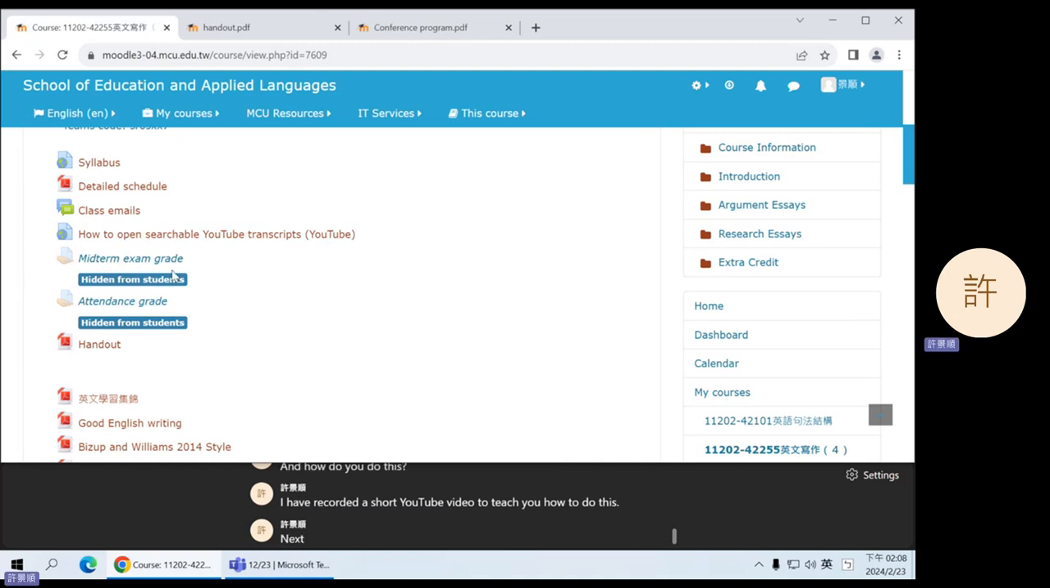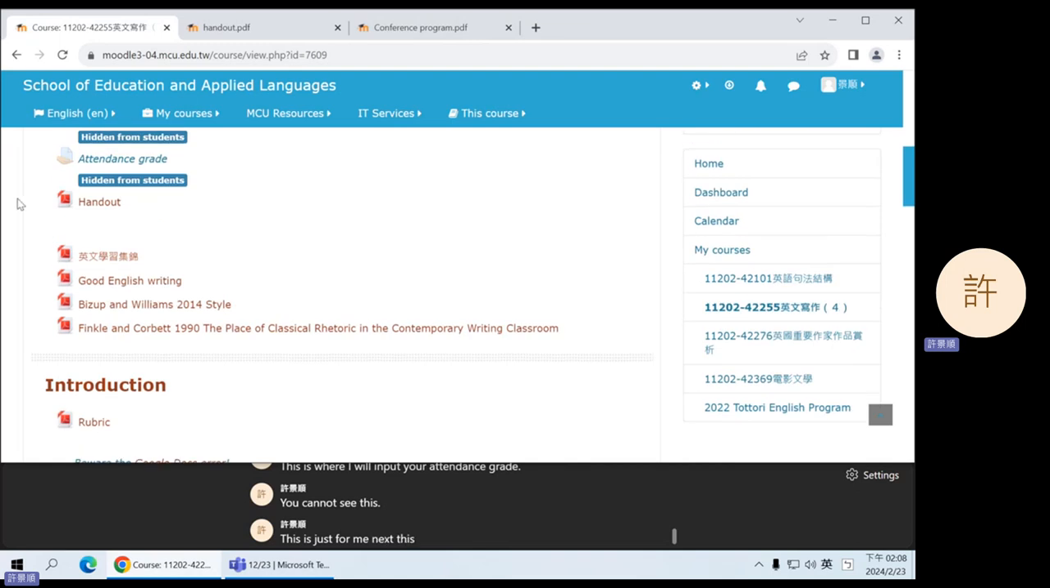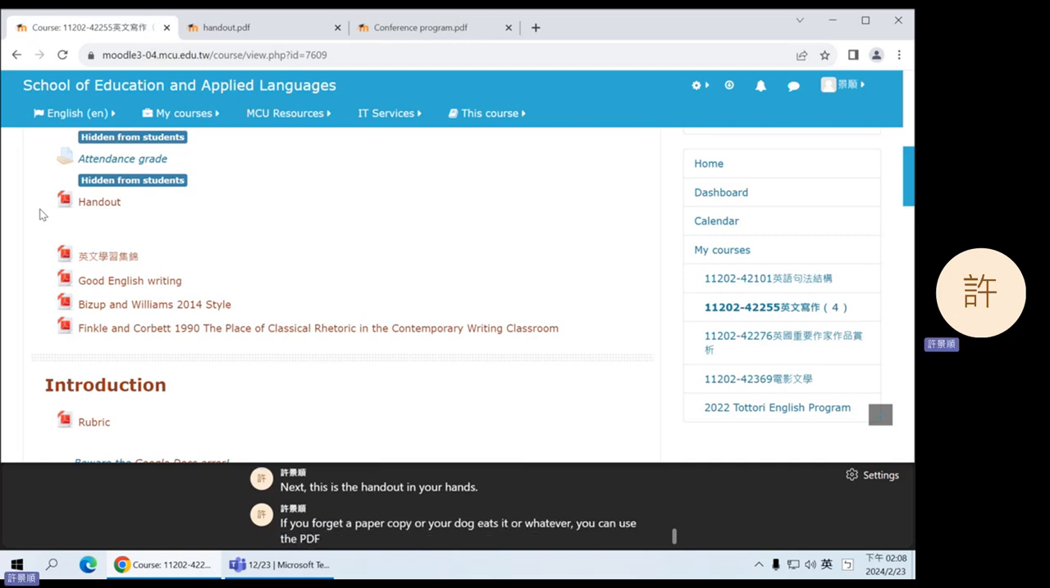Next, this is where I will input your midterm exam grade. This is where I will input your attendance grade. You cannot see this. This is just for me. Next, this is the handout in your hands. If you forget a paper copy or your dog eats it or whatever, you can use the PDF here. Although it looks like I have a lot of extra copies. So if you need another one, feel free to come and take one.